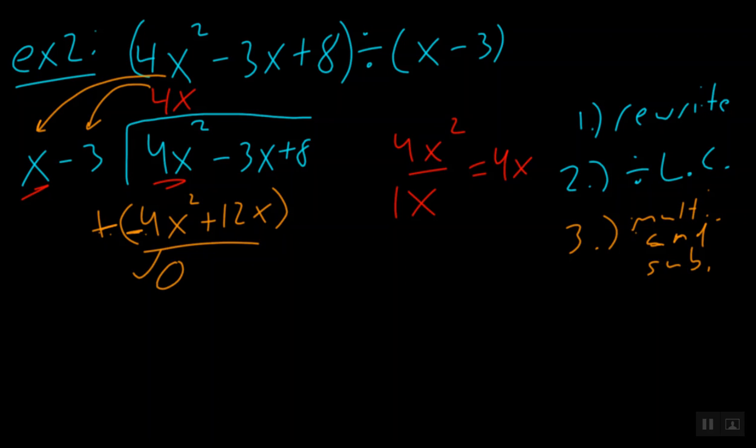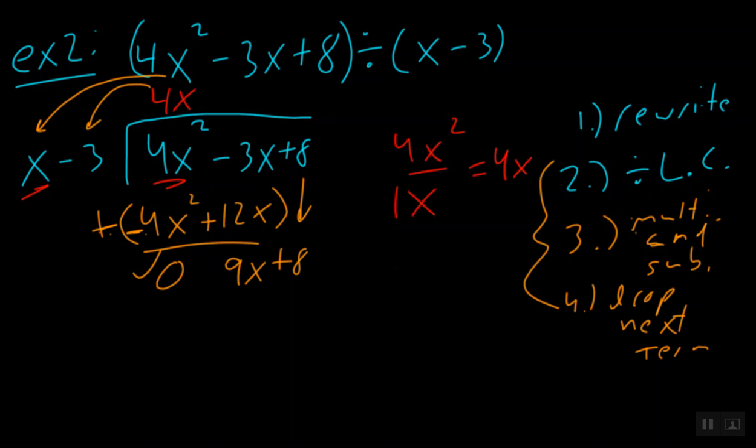And remember, every time you get a 0 from subtracting these leading coefficients, that's telling you that you're doing the problem correctly. Now here I have negative 3x plus 12x, which will be 9x. And I drop that plus 8. Remember, that was step 4, drop the next term.